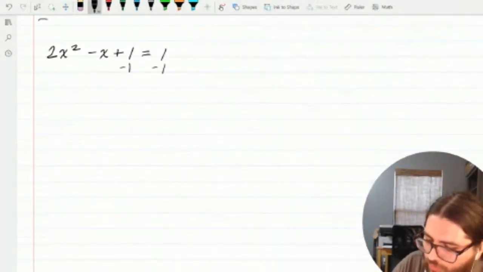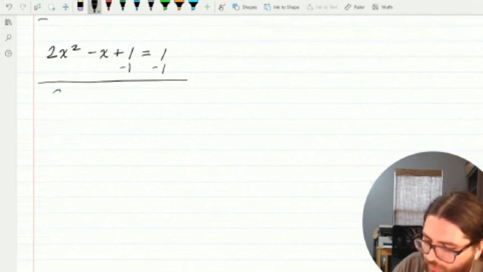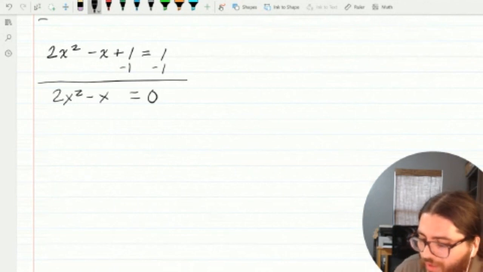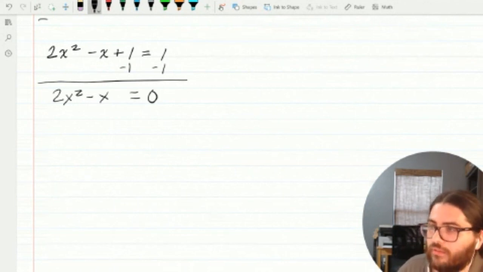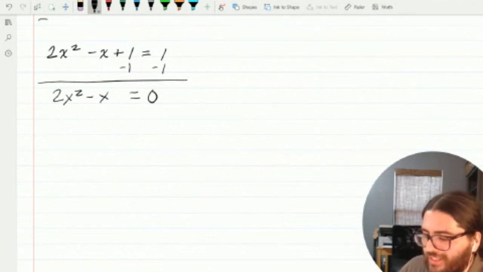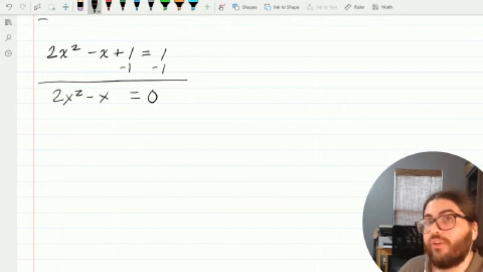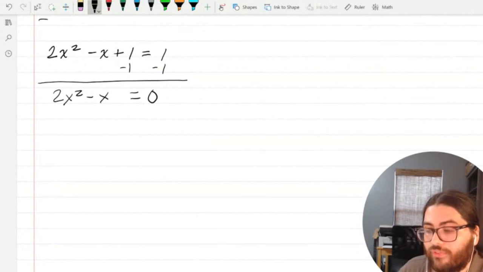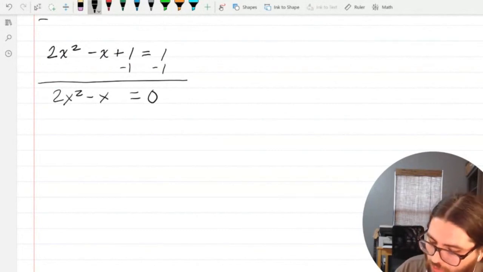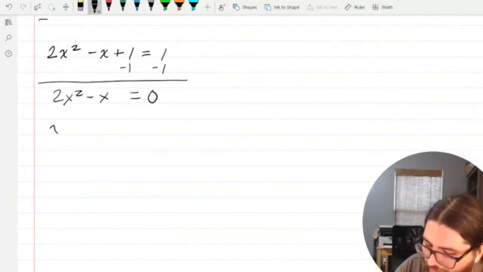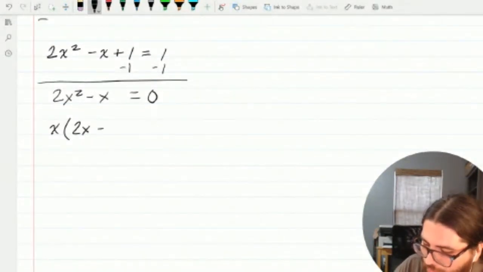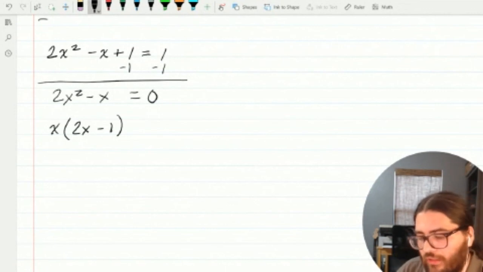Let me subtract the 1 from both sides and make this equal to 0 before I even start thinking about factoring. And when I do, notice what happens. This is actually really neat. This is something I don't even need the AC factoring method for. I can go straight to GCF. This is kind of cool. So there's not a number, but I see x, my GCF, times 2x minus 1, it looks like.